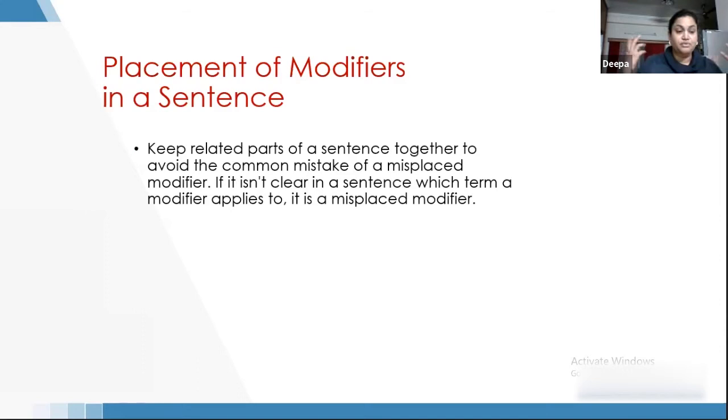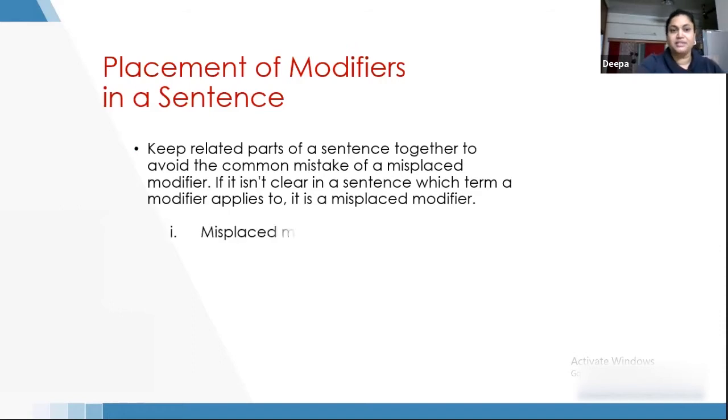Yes, so I'm using an adjective to modify my noun, but if I don't understand, either my adjective is too far, or it is also mingled up with the adverb, so I don't understand what it is actually modifying, then it's a misplaced modifier. We need to understand where it belongs, and we have to bring it there. And if it is not underlined, then there's some mistake.